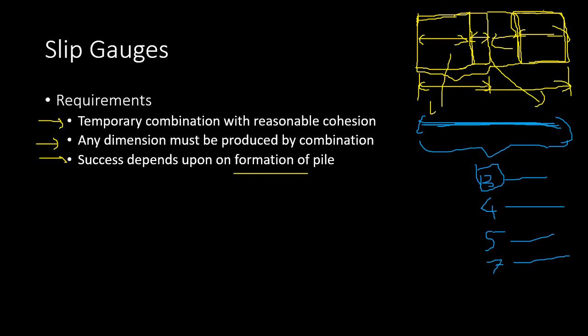And after formation of this pile, which should be considered as a single block or single bar consisting of several slip gauges, the attachment of individual gauges must be firm enough to permit a reasonable amount of handling as a unit. And also it should be possible to detach all individual elements so that they are reusable without any harm to their original size or essential properties.